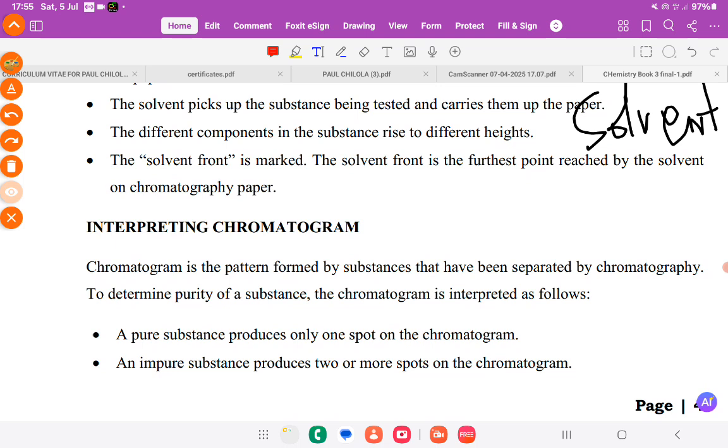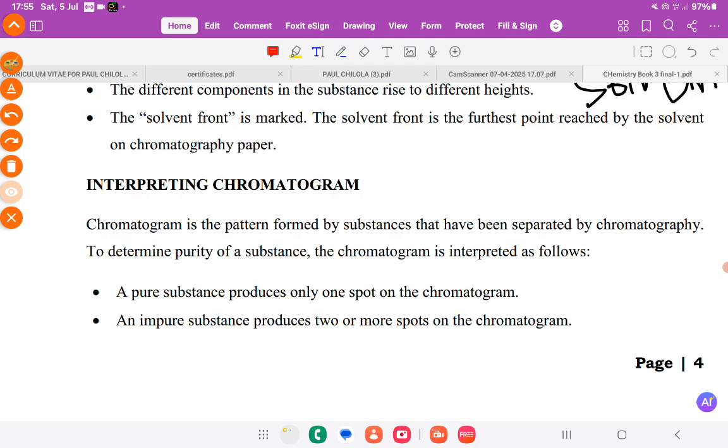All right, so the interpretation of the process is that a chromatogram is formed. A chromatogram is just a pattern formed by substances that have been separated by chromatography. To determine the purity of a substance, the chromatogram is interpreted as follows. A pure substance produces only one pigment.